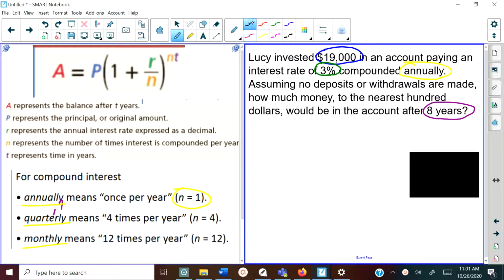So we're going to plug each one of those into this formula, starting with the P for principal. So you got 19,000 times 1, open parentheses, 1 plus the R, which is 3%, but we got to convert it to a decimal. So you move it 2 decimals over, make it a fraction, and then put in N, which is 1 for annual, close parentheses, and you're going to raise it up for the exponent, and you're going to put N again, 1 times the T, which is 8.